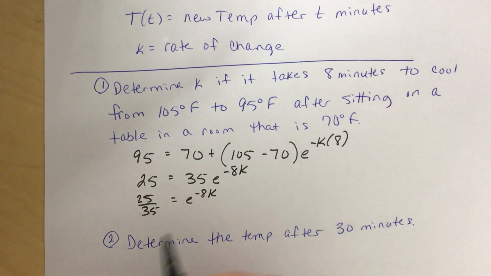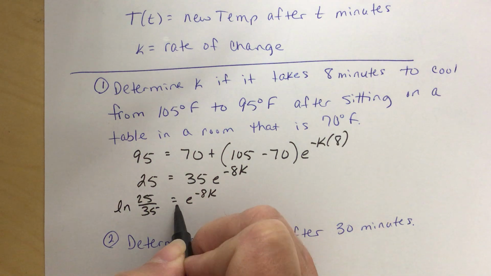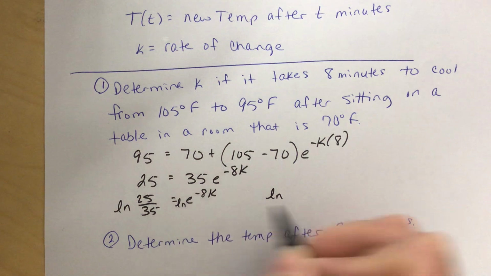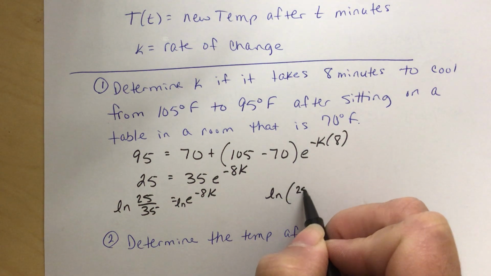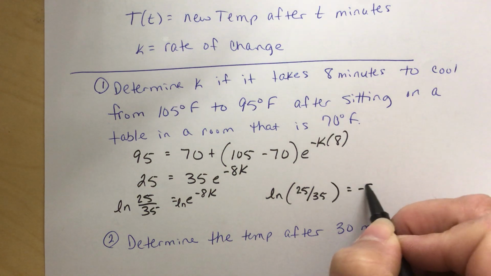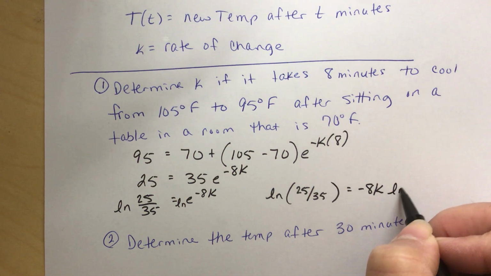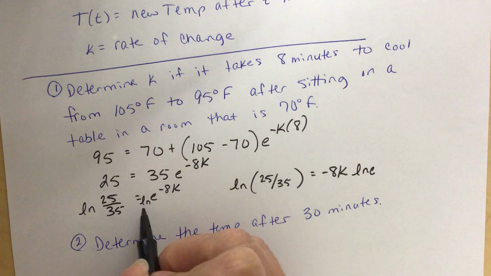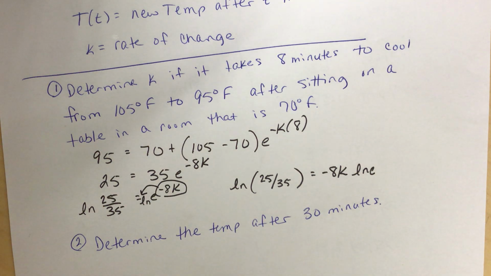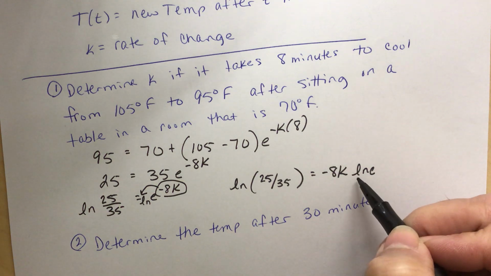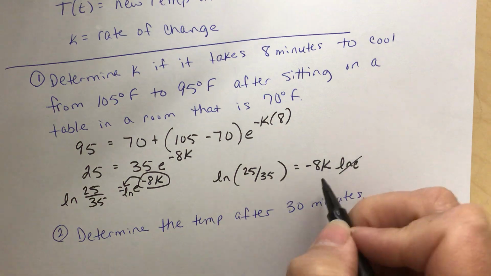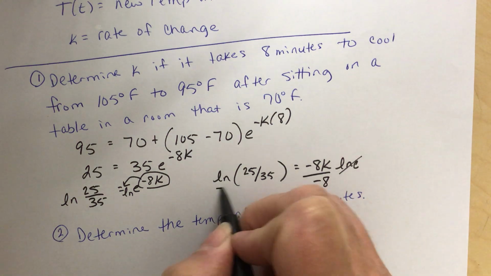Okay, now we need to ln both sides. So the ln of that is equal to ln of that. So we get the ln of the decimal that's in your calculator, which comes from 25 divided by 35, is equal to negative 8k times the ln of e. Because now that this is a logarithm, we can take this and put it out in front. Then ln of e is equal to 1. So when I multiply by 1, that doesn't change anything. And then I'm going to divide both sides by negative 8.